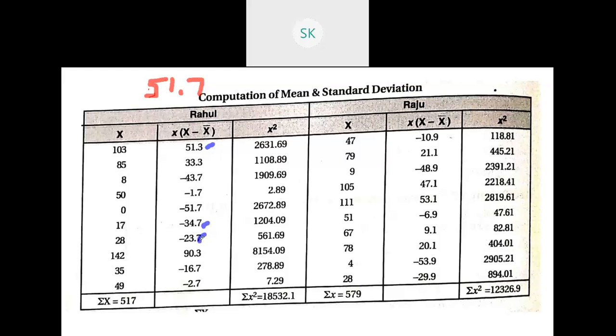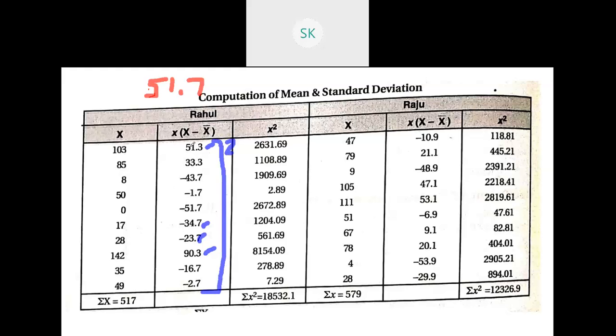Next, minus 23.7, and 142 minus 51 is a plus value. So you get a plus value here. So we are going to find out the deviations completely out of this. Then, for the next step, we are going to square these numbers. These complete numbers will be squared.